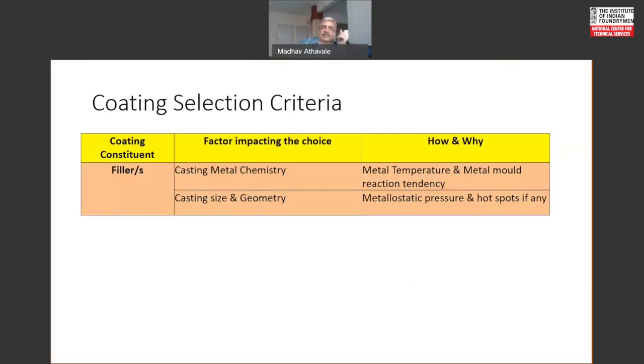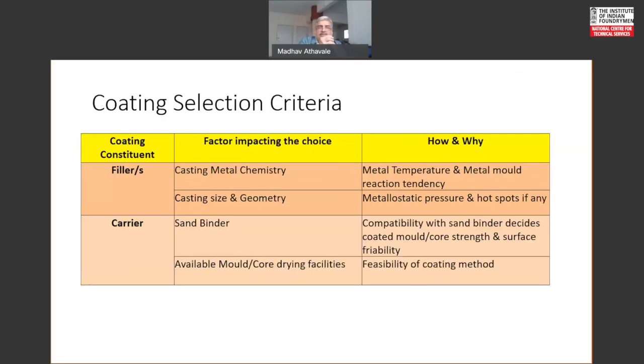And casting size and geometry decide the metallostatic pressure, and hotspots. So this again will help define what level of refractoriness we want and how much resistance to the pressure we need.